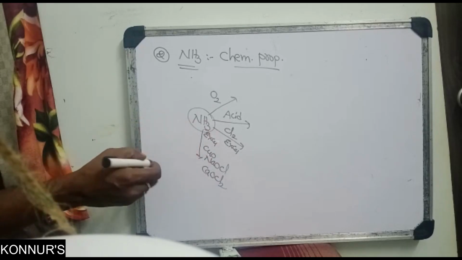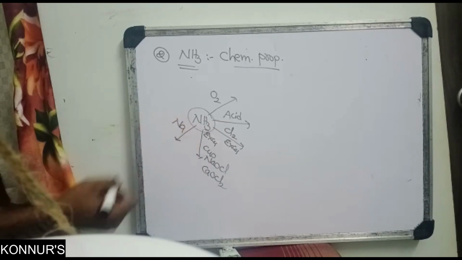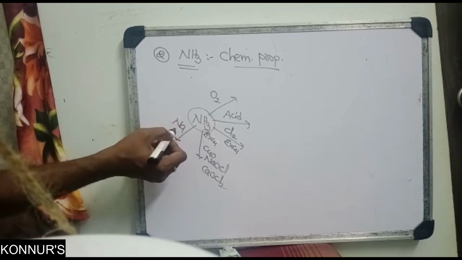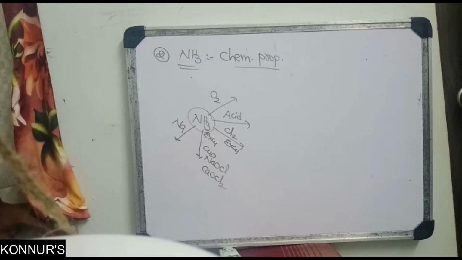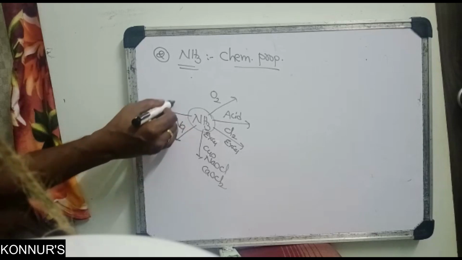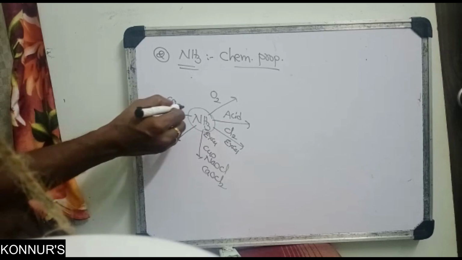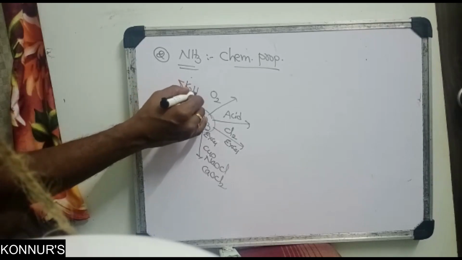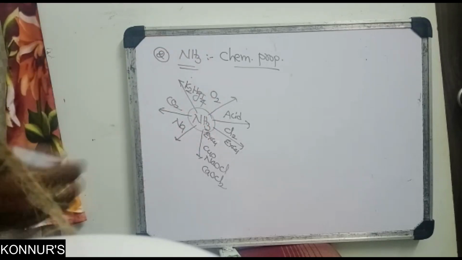Next, the famous first group elements, sodium. Sodium plus liquid ammonia will give the trans product in your organic chemistry. That is called Birch reagent. Next, ammonia treated with CO2, what happens? Next, how to detect ammonia? That is Nessler's reagent. What is that? K2HgI4. We will discuss all of these one by one.